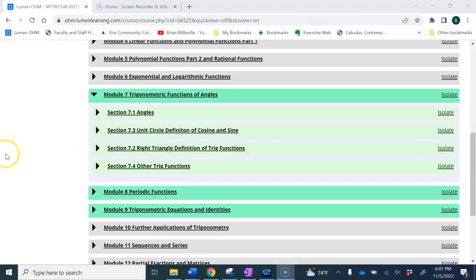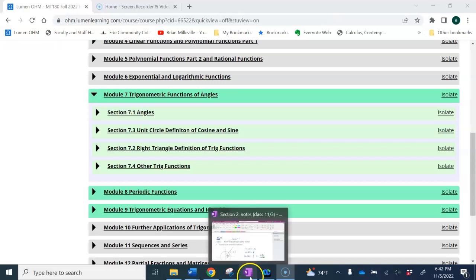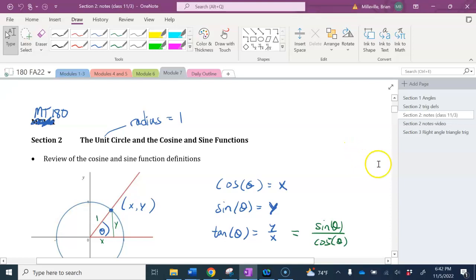Okay, this is going to be take two, where we finish the section on the unit circle definition for cosine and sine, and then the next video comes with the right triangle definition. All right, we're going to review the definition for cosine and sine from the unit circle.